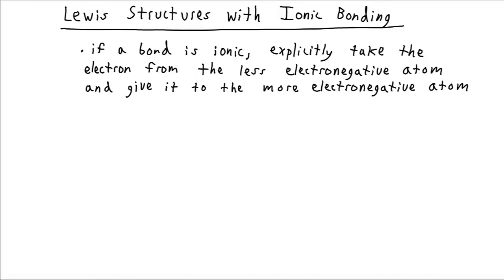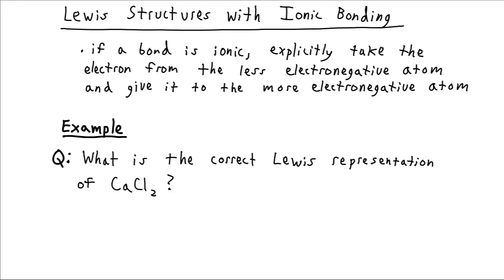Lewis structures were initially developed by Gilbert N. Lewis with the idea of representing covalent bonding, but it's very easy to modify these to also depict ionic bonding, now that we're going to draw a distinction. But ionic bonding is a little bit different. We're actually moving electrons rather than sharing them, and we want to make sure that we represent that in our diagram. So for instance, what would be the correct Lewis representation of calcium chloride, this being an ionic compound?